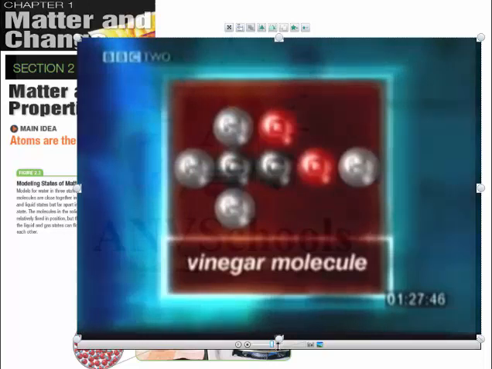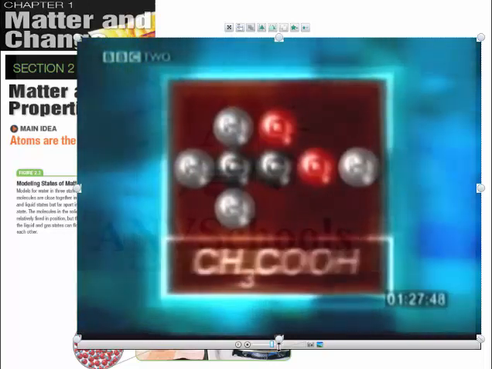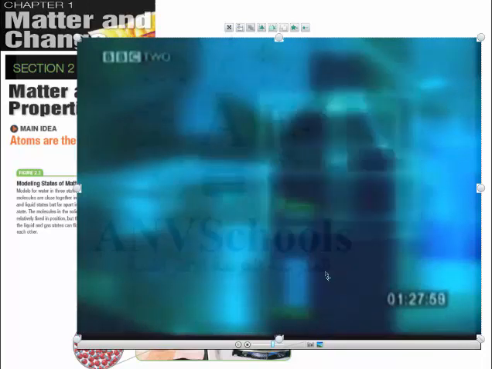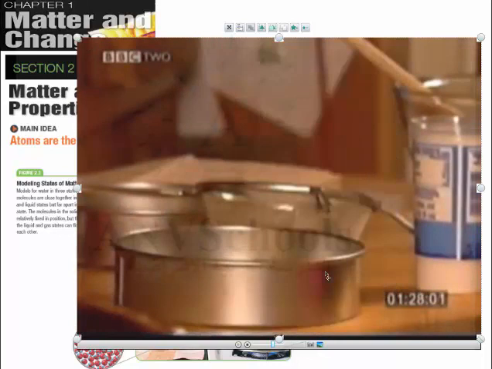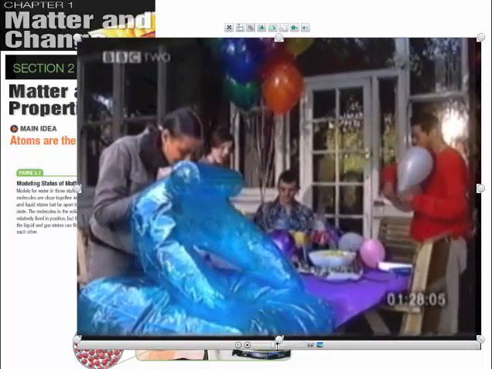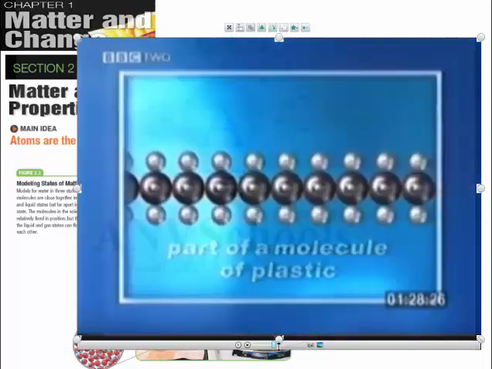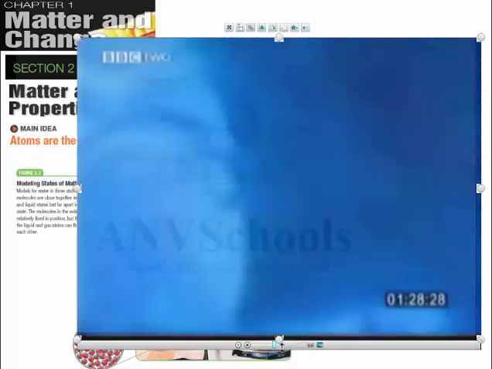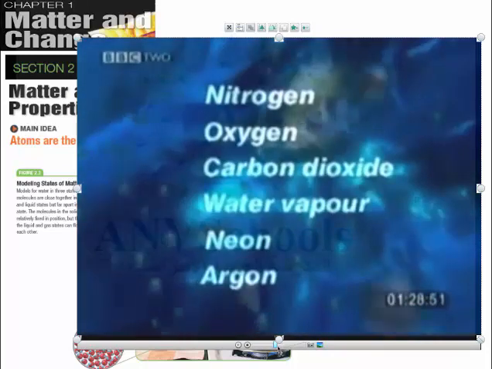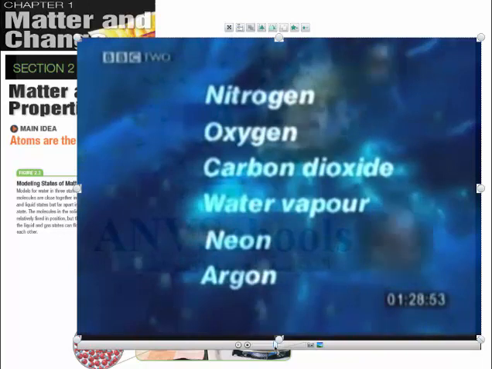Vinegar molecules, as you can see them arranged there. These are the atoms that will form it: carbon, hydrogen, and oxygen. So basically, it's clear that all matter is made of atoms, and the atoms will make elements, and the elements will make compounds.